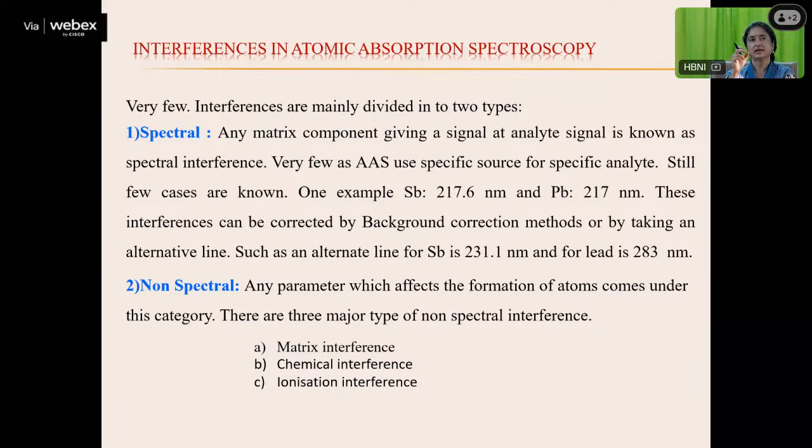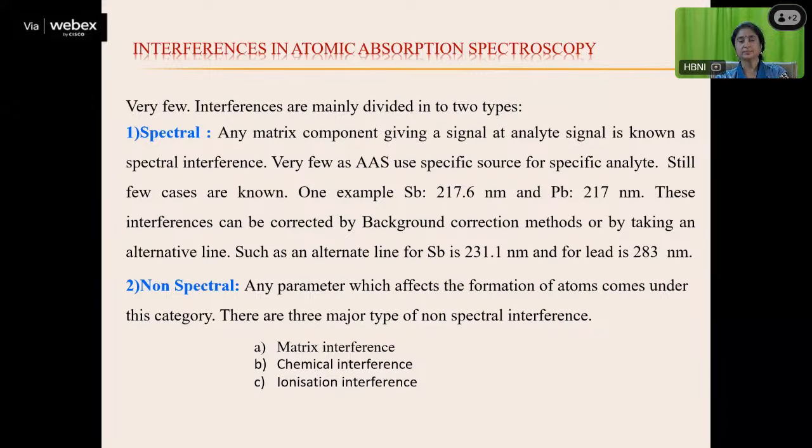Still, a few cases are known where you can face spectral interference. For example, say you are doing antimony. Antimony has an absorption wavelength of 217.6 nanometer, whereas lead is 217 nanometer. So if your sample contains lead while you are determining antimony, it may interfere because both have very close wavelengths. This interference can be corrected either by background correction methods or by taking an alternate line, such as 231.1 nanometer for antimony, whereas for lead it is 283 nanometer.